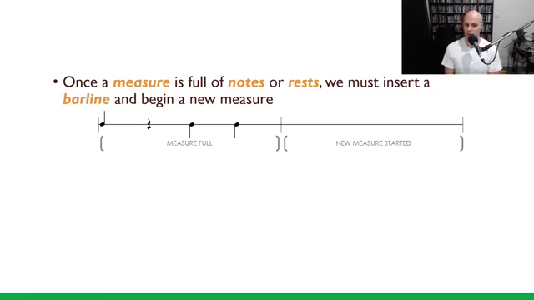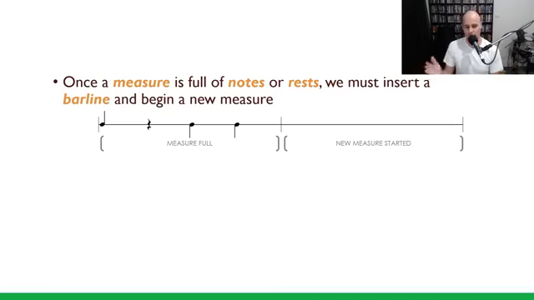Right? So just think of it. You're counting 1, 2, 3, 4, 1, 2, 3, 4. No matter what you choose to do on those counts of 1, 2, 3, 4, once you get to 4 and you place that last note in the measure, whether it's a note or a rest, you then have to close it off and start a new measure, and you keep going. Right? This is why we count 1, 2, 3, 4, and then that counting keeps cycling.